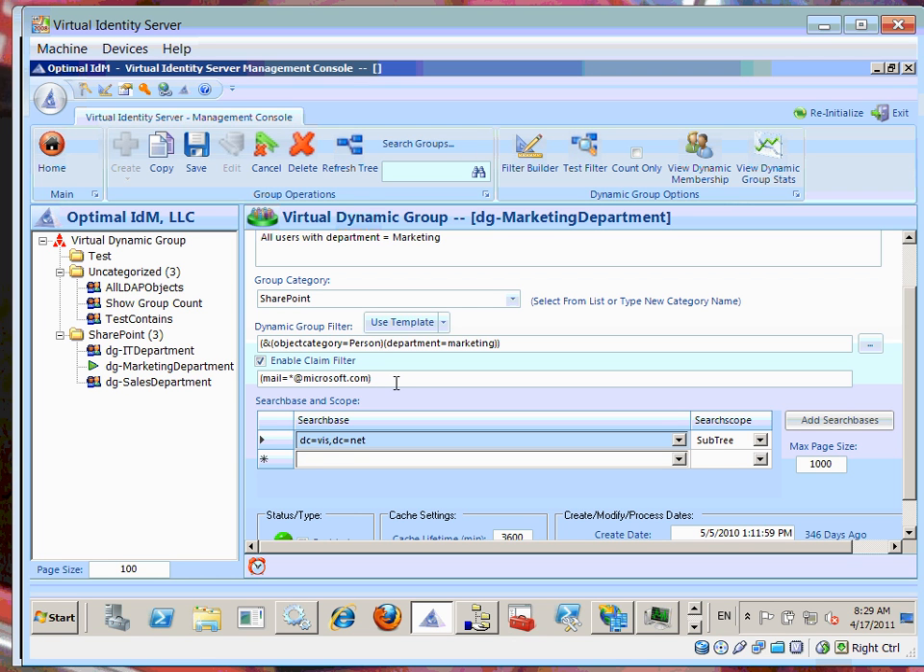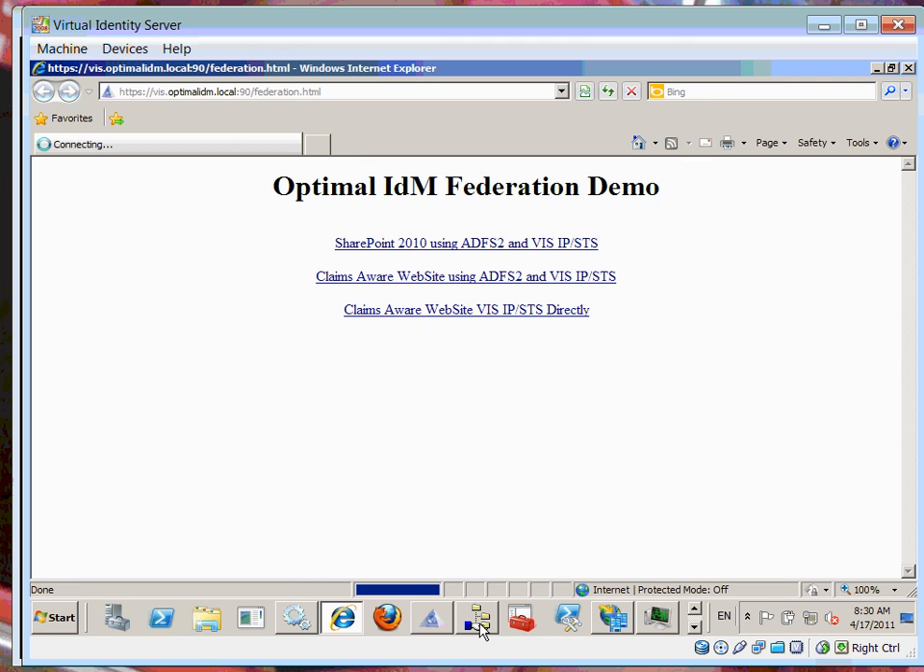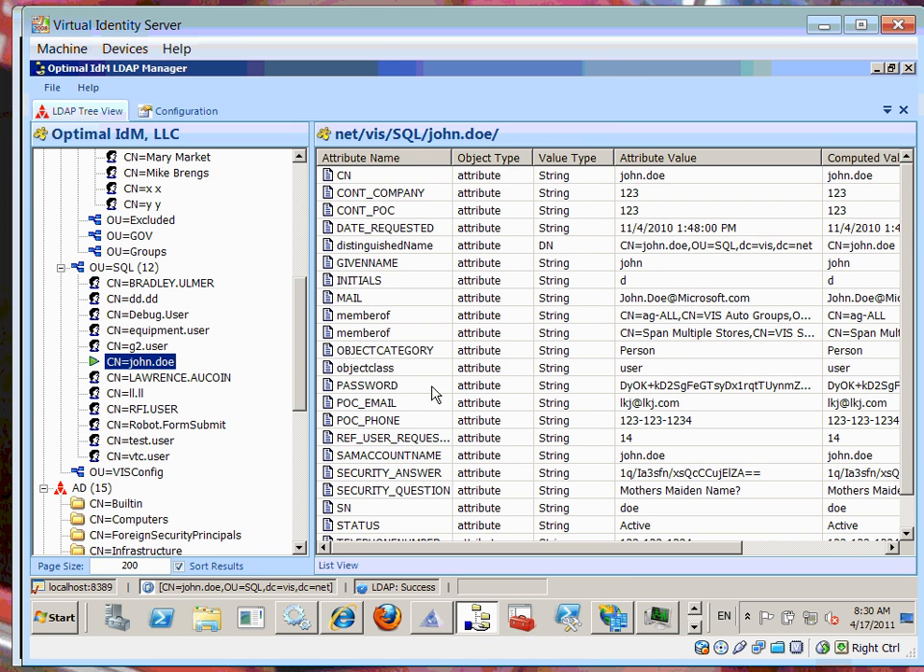Any incoming claim, so a user being authenticated at Microsoft with their Microsoft credentials coming through the ADFS server, if an incoming claim matches their mail being at Microsoft.com, I'm now going to dynamically augment that claim and also make them a part of this DG-marketing department, and therefore they will also have access to it. How I'm going to demonstrate that is using the user identities down here in the SQL database. Of course, these would really be users out in the cloud over at Microsoft and authenticating, but that's difficult to do here in a demo.